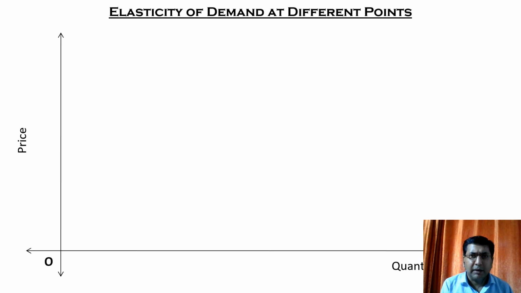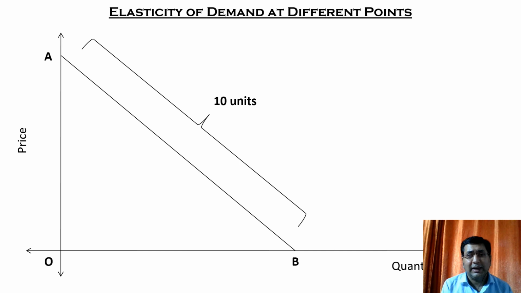In this diagram, AB is the demand curve. The formula we are going to use is lower segment of the demand curve upon the upper segment of the demand curve. Let's assume that the length of this demand curve is 10 units. At point A, lower segment is 10 units, upper segment is 0. So 10 divided by 0 is not defined. So ED is equal to infinity at point A.